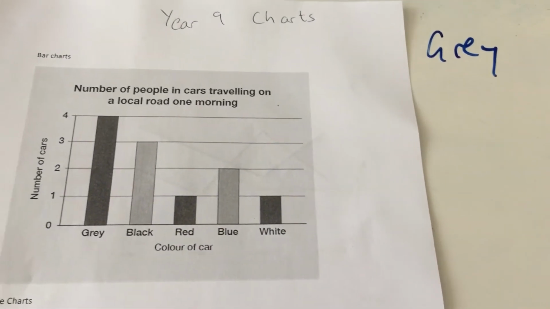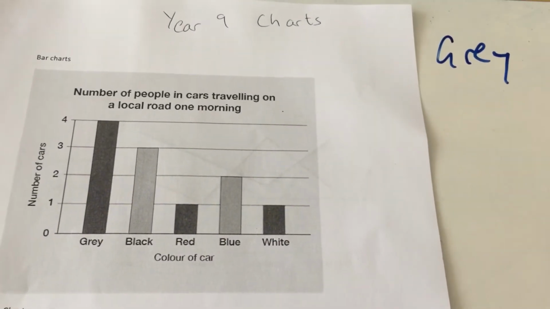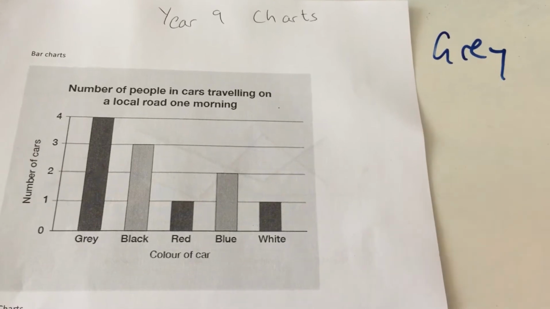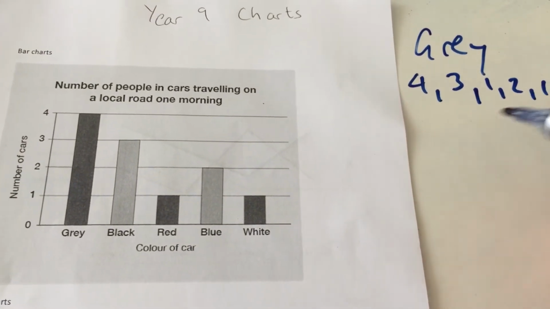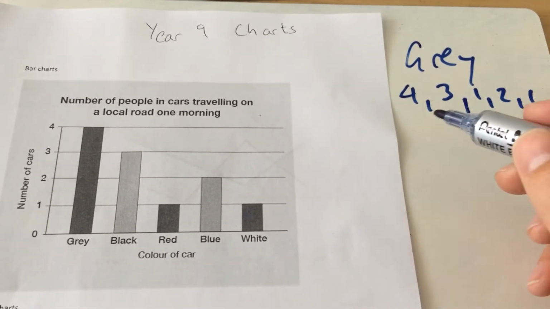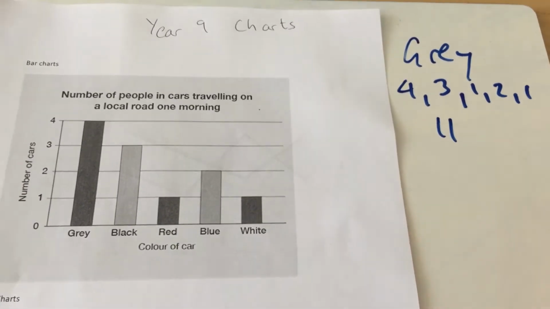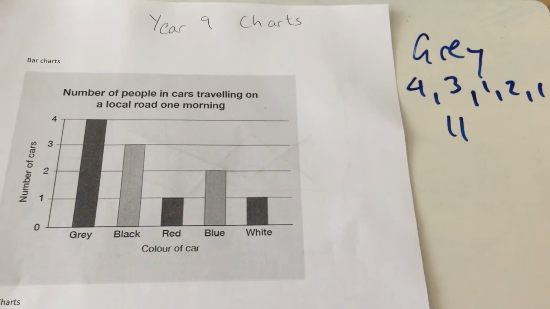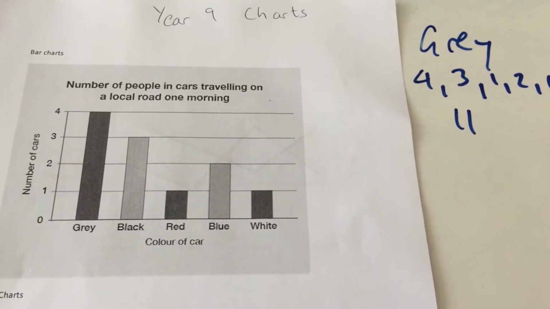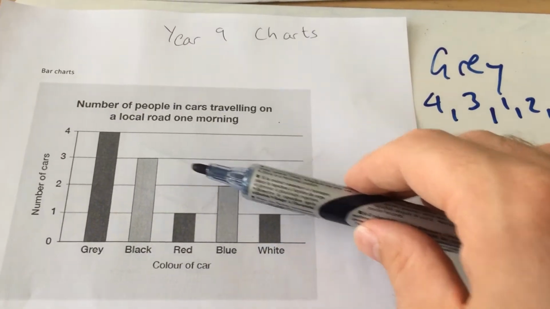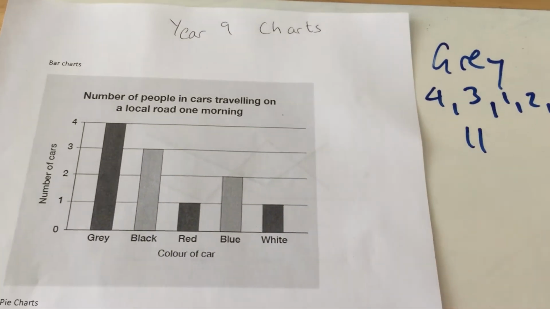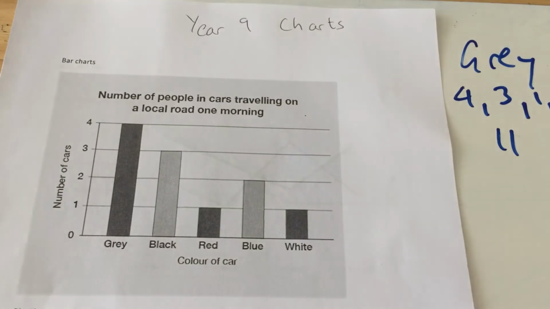They might also ask, what is the total number of cars that were seen that morning? Well, we've got 4 and 3, 1, 2 and 1. We add that up, and that's 7, 8, 9, 10, 11. Okay, and then they might say, what's the difference between the number of, say, black and blue? Well, black is 3, blue is 2, so the difference there is 1. So a number of questions that they could ask in the interpretation of a bar chart.